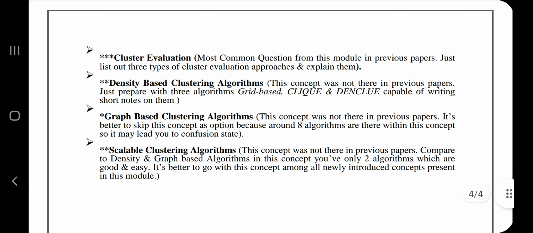Fine. Then we have the cluster evaluation methods. So in the cluster evaluation methods, the most common questions from this module in the previous paper.